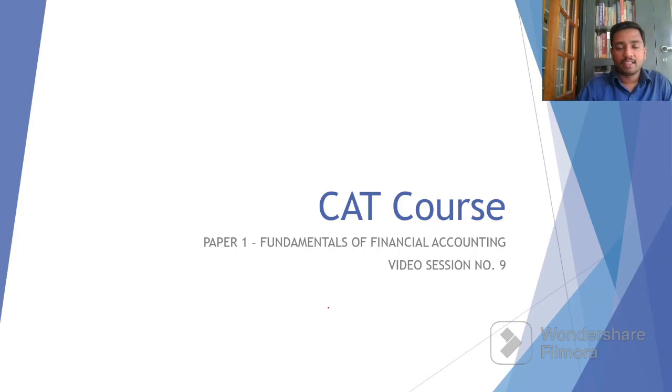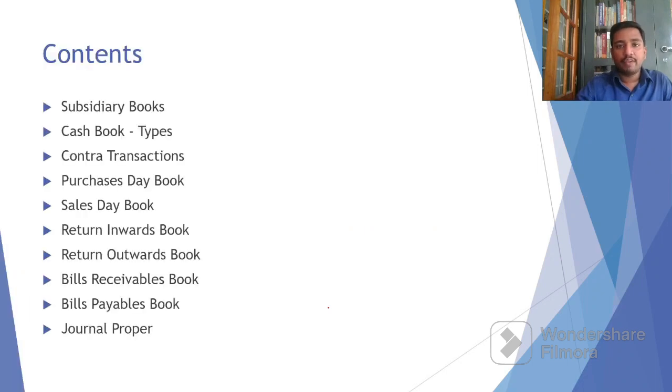So this is paper 1, Fundamentals of Financial Accounting, video session number 9. In this video, we will be discussing in detail the subsidiary books, especially the cash book, the concept of contra transactions or contra entries, purchases day book, sales day book, return inwards book, return outwards book, bills receivable book, bills payable book, and journal proper. Today we will mostly be discussing the different types of subsidiary books.